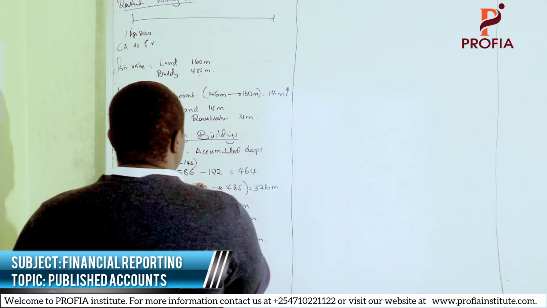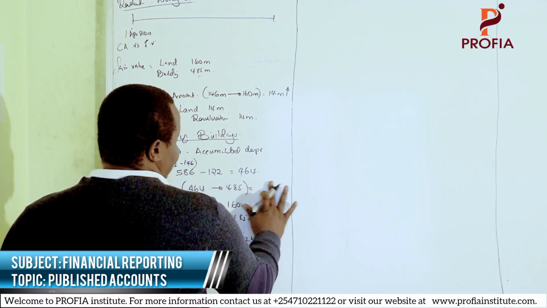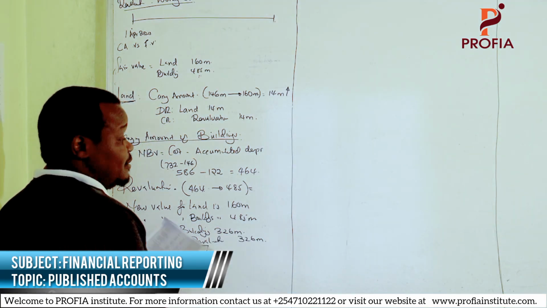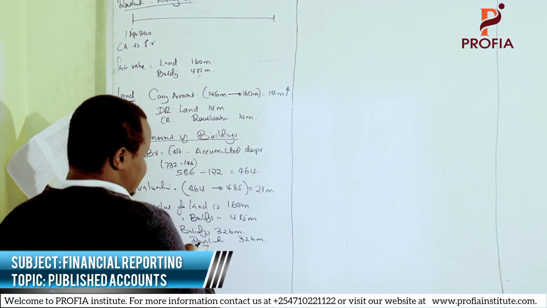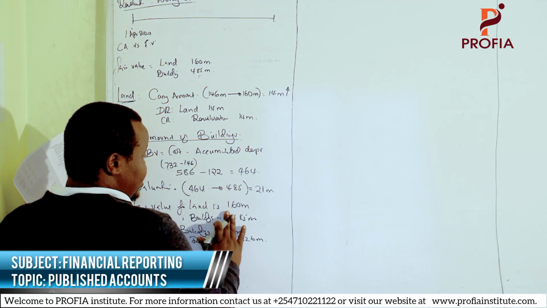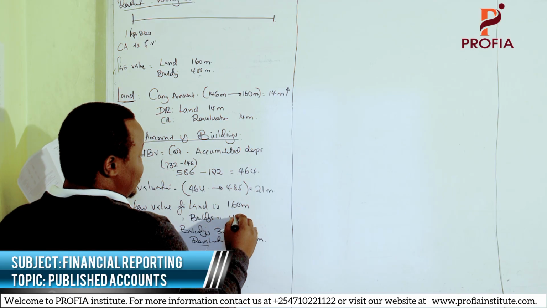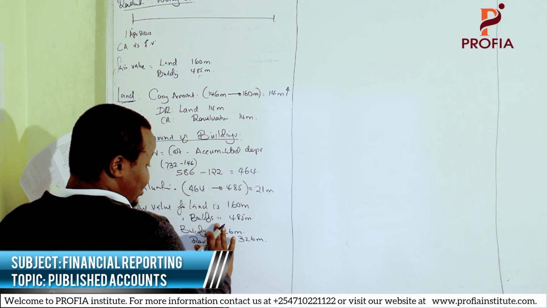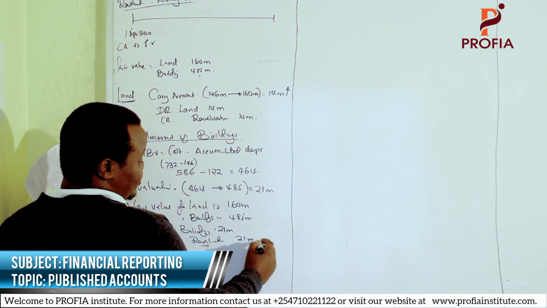464. It means we are moving from 464 to 485. That will give us 21. Yeah. It is increasing. It means then that building is being valued by the new value, and land remains to be 485. And then now the buildings, we are going to debit buildings by 21 million and credit revaluation 21 million.